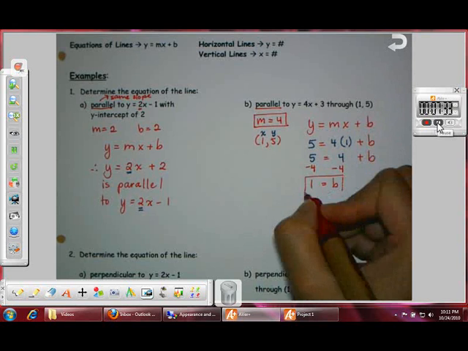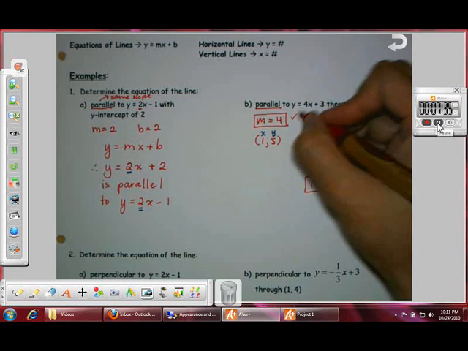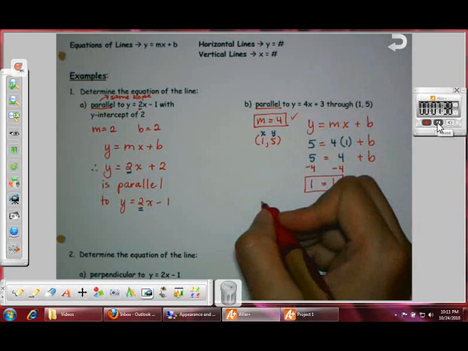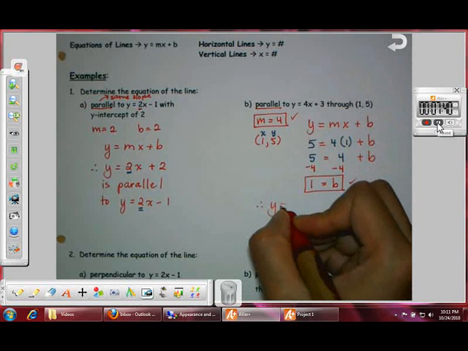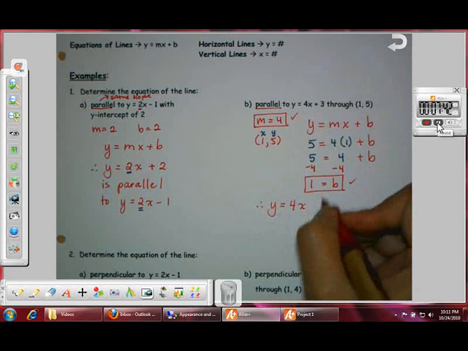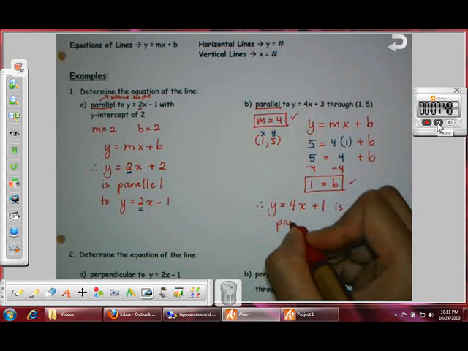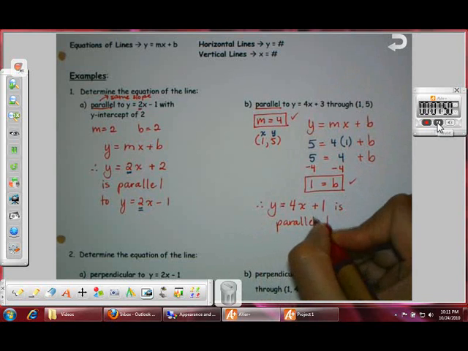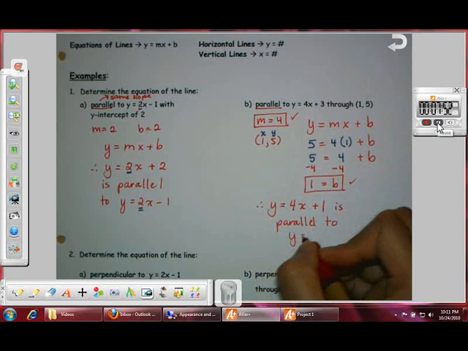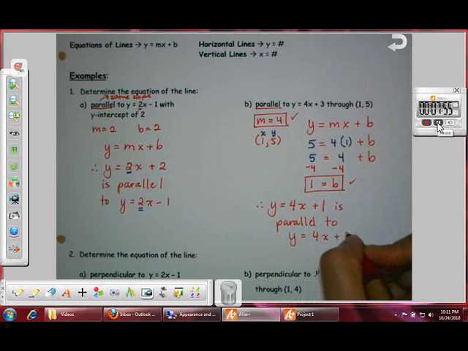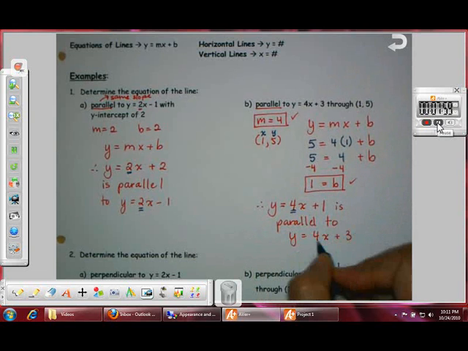So we've got the two pieces of information we want, m and b, so we can write the equation. Therefore, y equals mx plus b, which is y equals 4x plus 1. This is parallel to y equals 4x plus 3. Again, note that our slopes are the same.